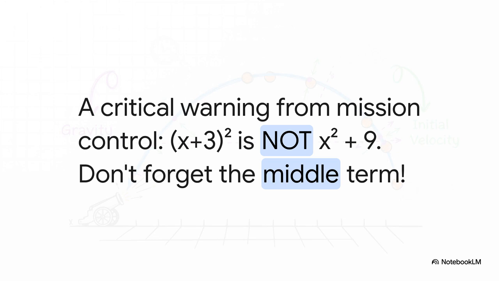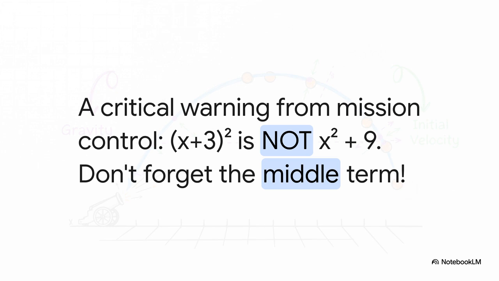Okay, red alert. I'm giving you a warning from mission control because this is a trap that so many people fall into. When you see something like x plus 3 squared, you can't just square the x and square the 3. You gotta remember, x plus 3 squared is just a shorthand for x plus 3 times x plus 3. And if you FOIL that out, you get an outer term of 3x and an inner term of 3x. They combine to make a middle term of 6x.